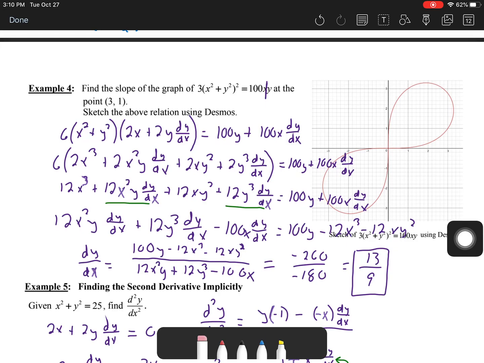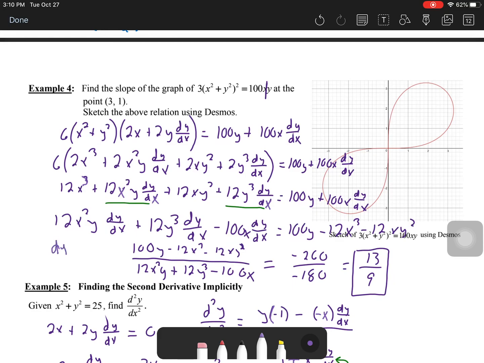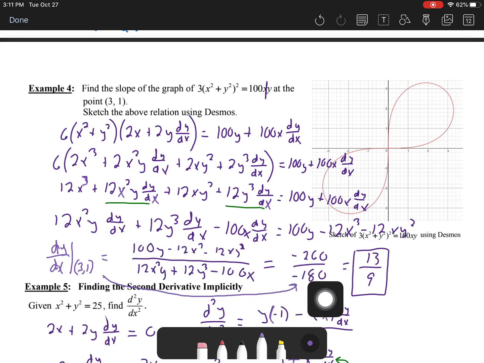All right, so what I could have written here for a notation, I guess, instead of just that, could have been, back to my purple here, I could have said dy dx, and then they go like this, and then evaluate it at 3, 1. And so that's what I do at this point here when I'm substituting. Okay, so just plugging in a 3 for the x's and a 1 for the y's, you can do the calculations there, but what you end up with is negative 260 over negative 180, simplifies down to 13/9.